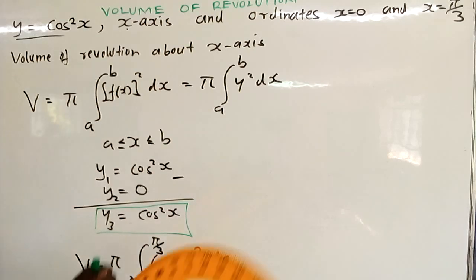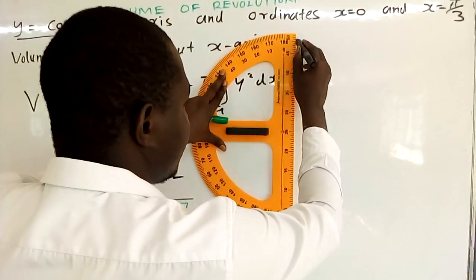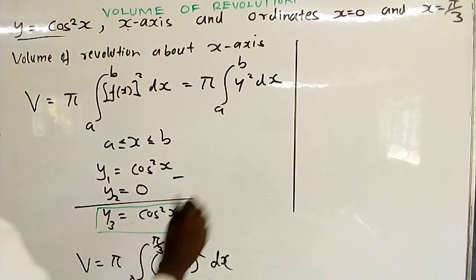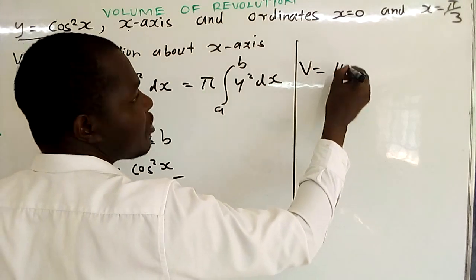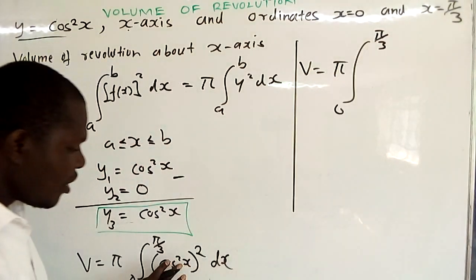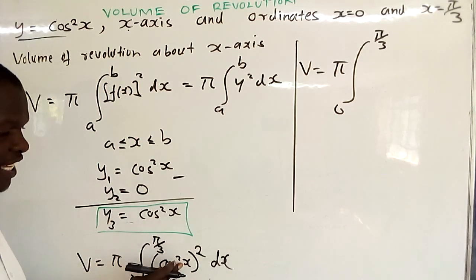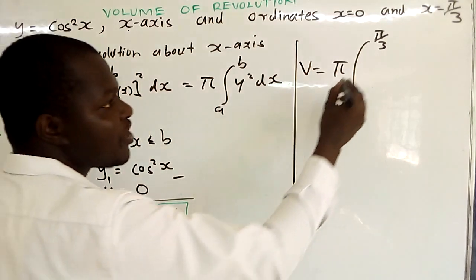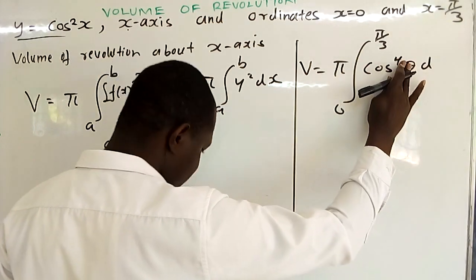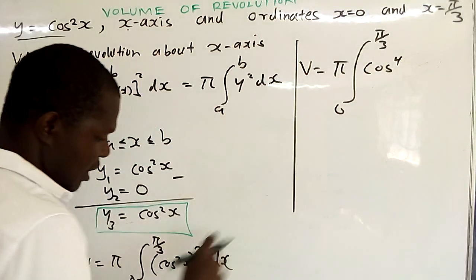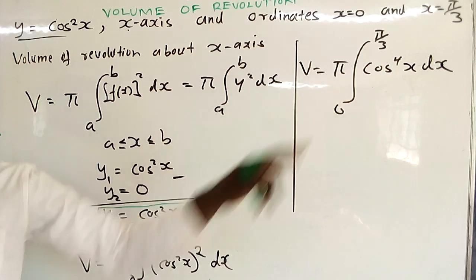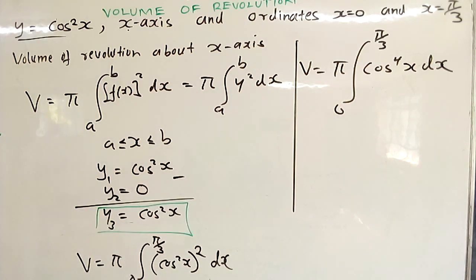So we want to integrate. To get the volume, we are going to integrate pi from 0 to pi over 3. Then cos squared x, if you square it, the power outside multiplies the power inside. It means you have cos raised to power 4 of x, dx. So if we integrate that, we get the volume.